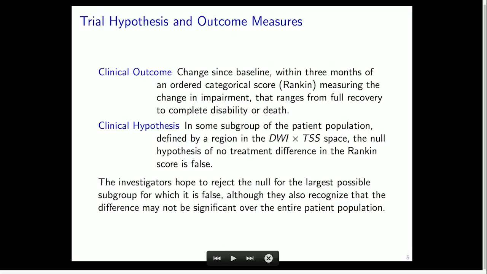And then the clinical hypothesis that we're looking at is that in some subgroup of patients defined by this Cartesian product, DWI by TSS, and I'll tell you how we construct that, the null hypothesis of no treatment effect is false. And so what we would like to do is find the largest subgroup where this actually happens while controlling type 1 error.